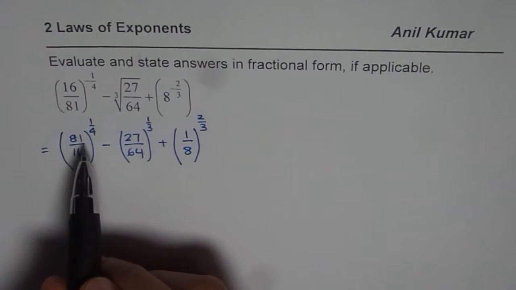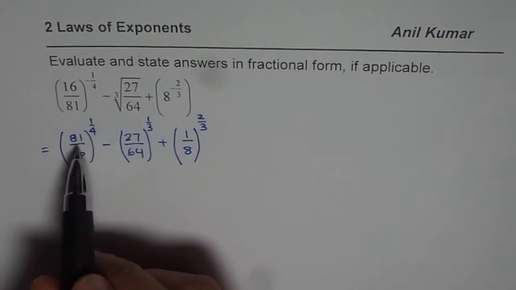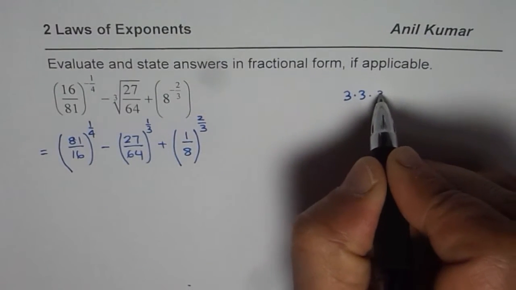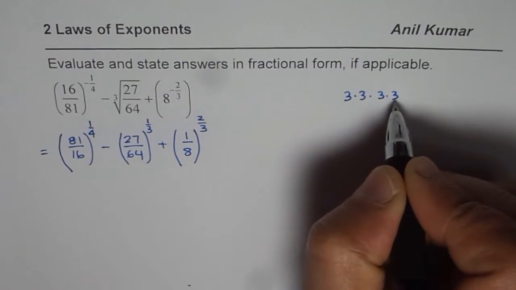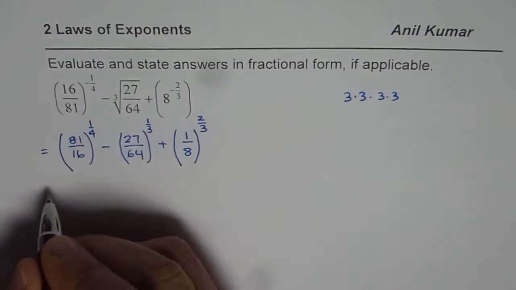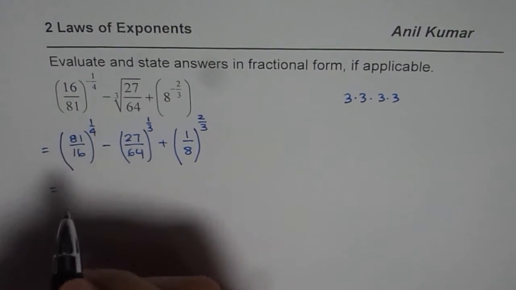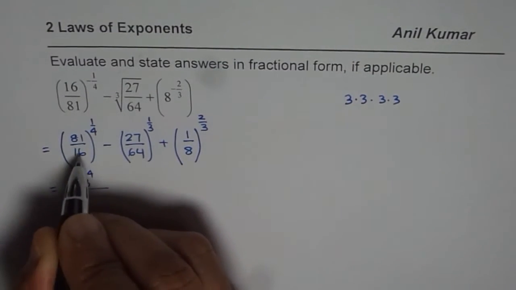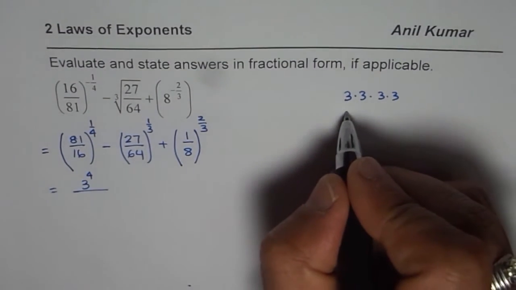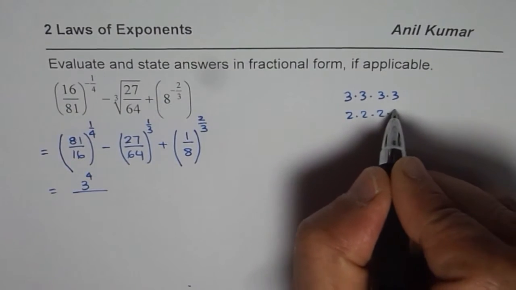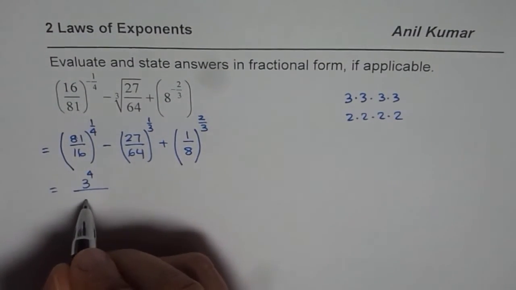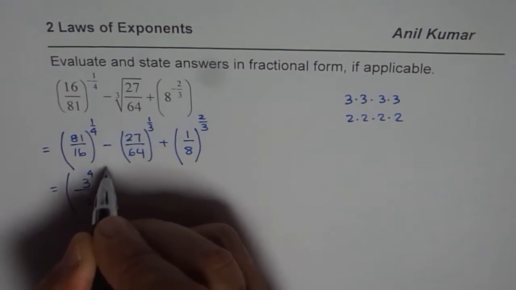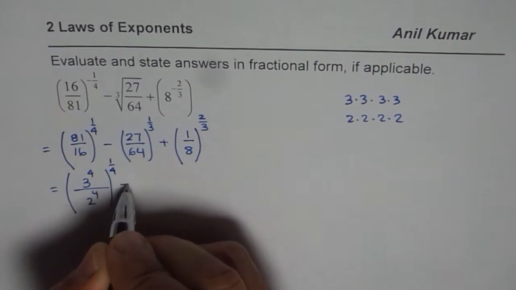Now 81, so we are looking for fourth root of 81. We know it is 3 times 3 is 9, 9 times 3 is 27, times 3 gives you 81. So we can write 81 as 3 to the power of 4, and the denominator 16 is actually 2 times 2 times 2 times 2, right? So it is 2 to the power of 4. I could write 16 as 2 to the power of 4, and then we have an exponent 1 over 4.